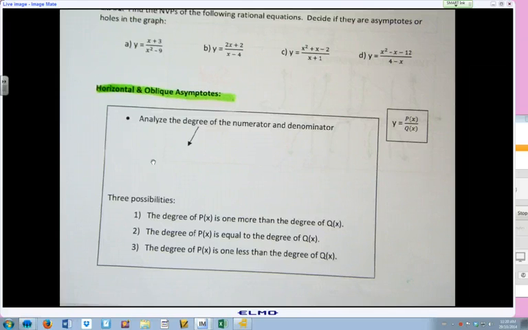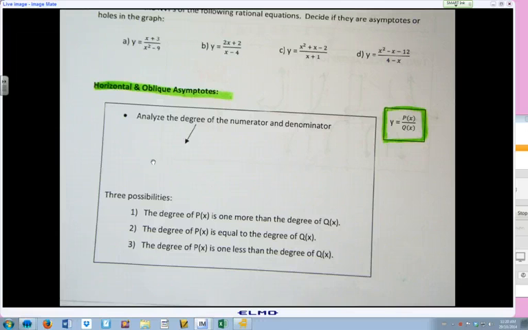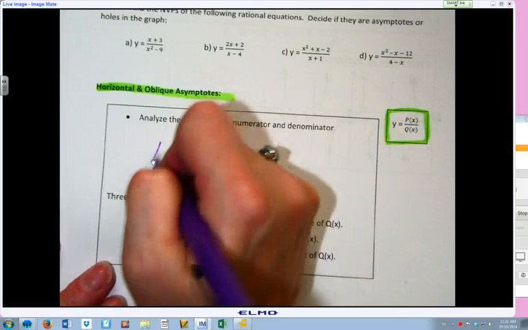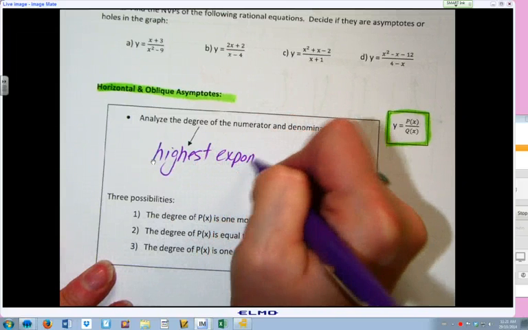Just a reminder that a rational function is an equation, or a polynomial divided by a polynomial. So some kind of expression divided by some kind of expression. Step number one is to analyze the degree of the numerator and denominator. Way back in grade 9, we taught you the vocabulary word degree. What's the degree of a polynomial? The highest exponent on a variable.